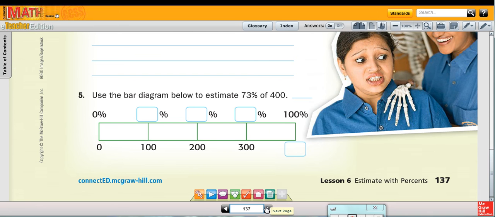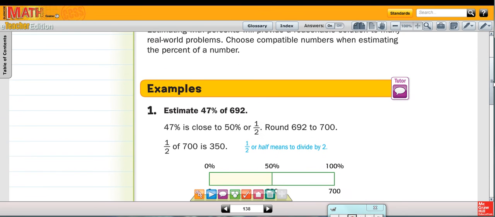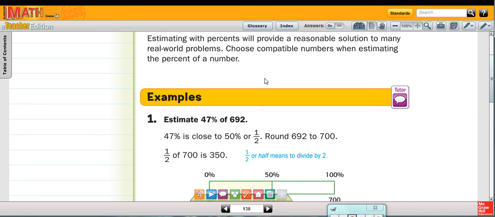Turn to page 138. Okay, estimating with percents provides a reasonable solution to many real-world problems. I'm going to be very honest with you. Estimating with percents, I think, is a really, really important skill. Where in the world would we estimate with percents? Why would this be a really important skill for us? Autumn? Surveys. Surveys, okay. So some of you may do surveys someday, right? Where are we all going to use estimating percent of a number? Christina, how so when you get a paycheck?